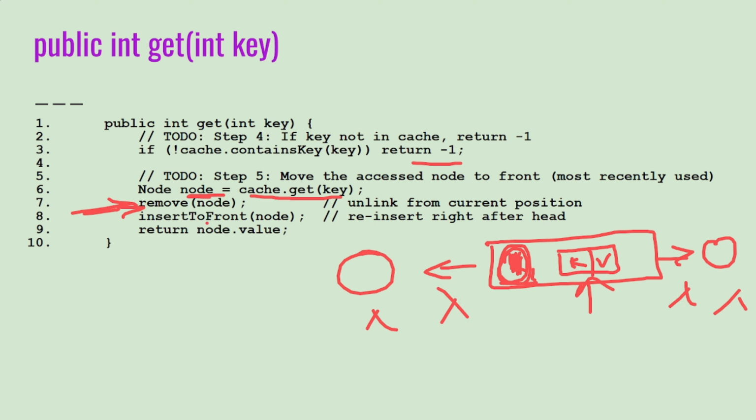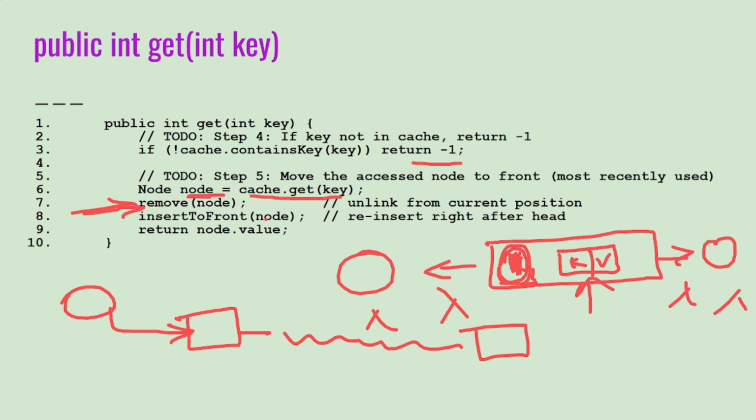So when we are doing the insert to the front node, it means we have to reinsert right after the head. Let's suppose we know the head will be the most recently used one of the linked list. This is a linked list and this is the tail. So whenever we insert to the front, we will insert here, right? Any new node will be inserted here. So this node will be inserted here. When we return, we will return the node dot value. Whatever the node value is, we'll return it. Okay.